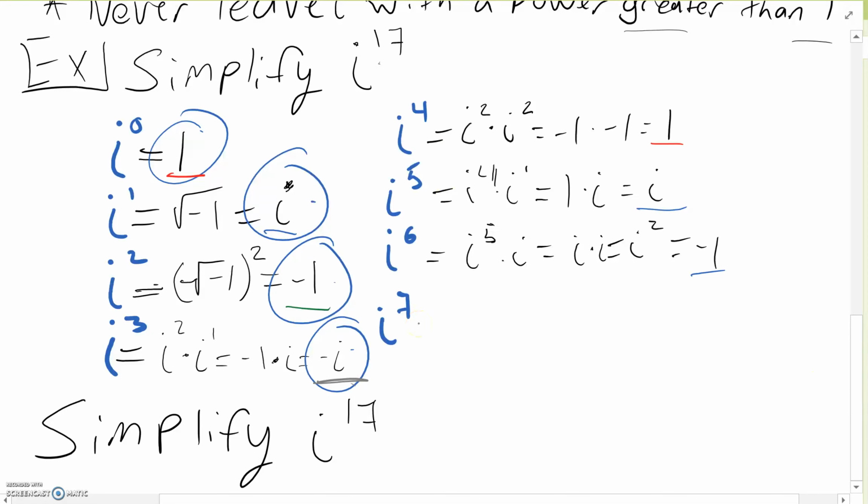That's like way more than, especially if it's like I to the 78th or I to the 100th or whatever. I don't want to have to go boom, boom, boom, boom and count down these rows every single time I want to find a value. So instead, what I'm going to do is just divide 17 by 4 and then figure out what the remainder of that is.